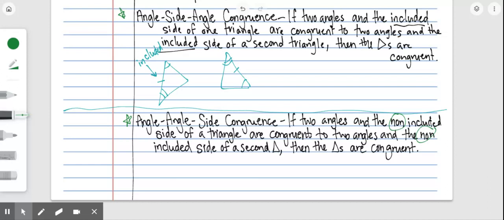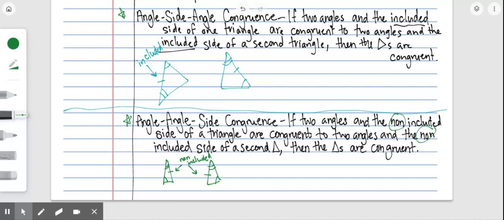Okay, so if I'm drawing these examples, angle, angle, side. Angle, angle, side. Okay. So again, notice that the side is not in between the two angles. It's non-included. It's excluded, basically. Okay, it's not in between the two angles. All right, so those are some examples.